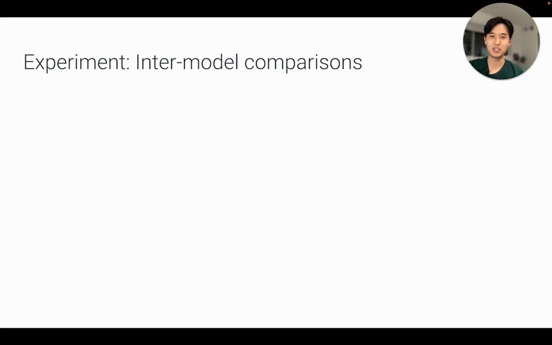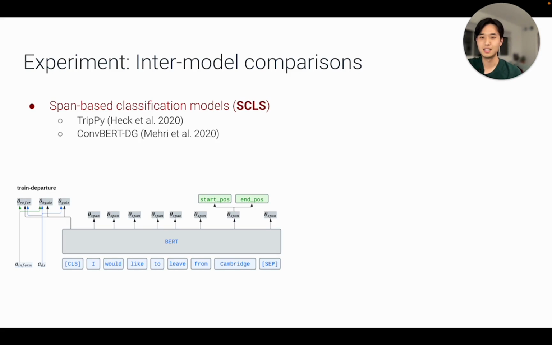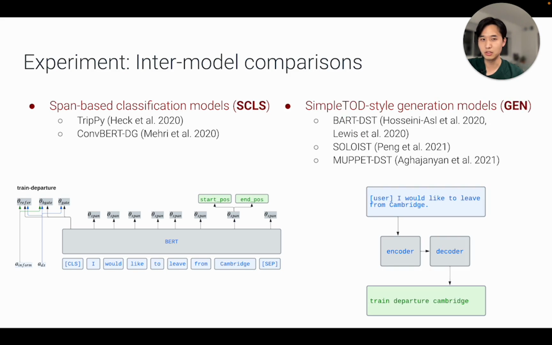We first demonstrate the usefulness of CheckDST by diagnosing 2 major classes of DST models. Span-based classification models, TripPy and ConvertDG, take a multi-stage classification and copy strategy to extract slot values from the dialogue history. On the other hand, SimpleTOD-style generation models are the complete opposite in that they auto-regressively generate the entire slot key and slot value.